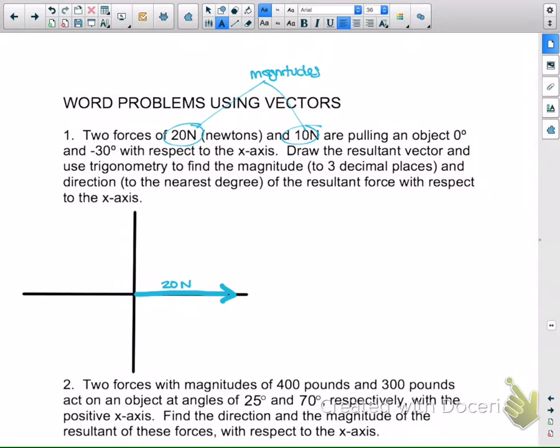The second one is a force of 10 newtons that has an angle of negative 30 degrees with respect to the x-axis. Where is that going to be for us? Okay, in quadrant 4, and I'm going to draw this one slightly shorter. Why? Because it's 10 newtons instead of 20 newtons. And I know that the angle in between these two right here is 30 degrees. It's negative 30 degrees because it's going into the fourth quadrant.